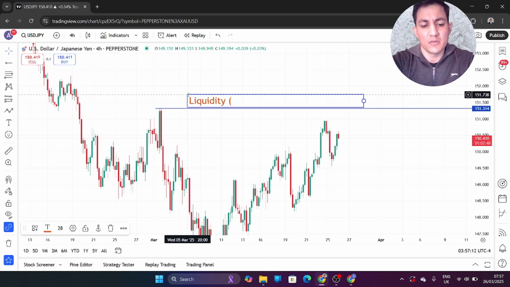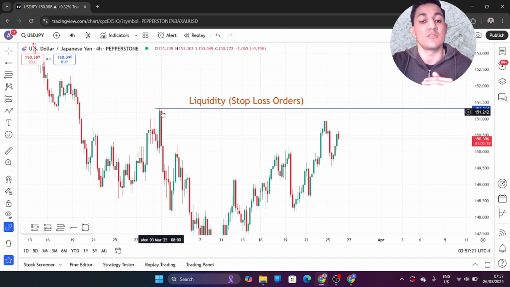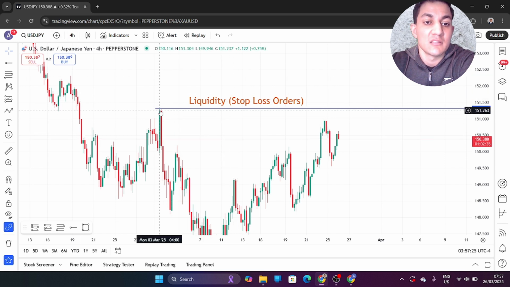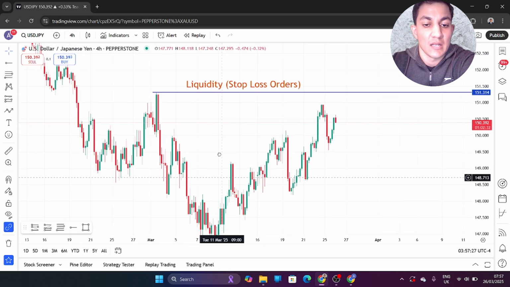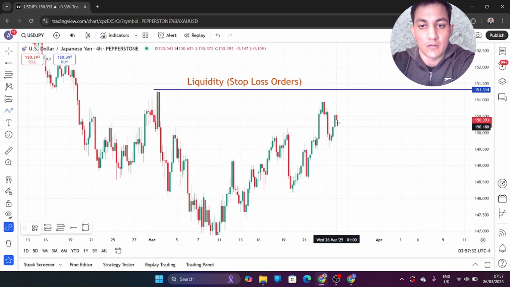And for those who always get confused about what liquidity actually is, it's just stop loss orders, right? It's where the money is, because these large banks and hedge funds can only get into their positions and out of their positions where there's billions and billions of dollars. And on dollar yen, on the 4-hour chart, there are billions of dollars at this high here, right? And at this low here, right? Very, very important. Price is going to go and target these highs here.